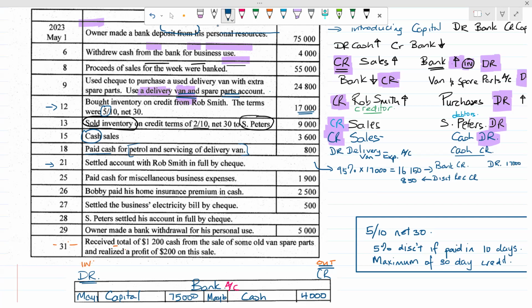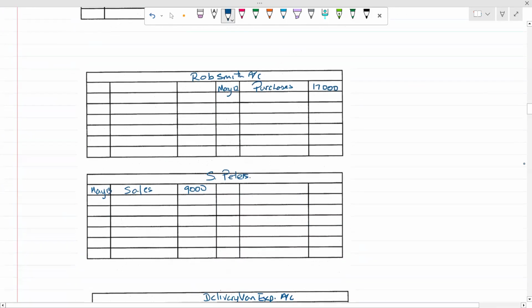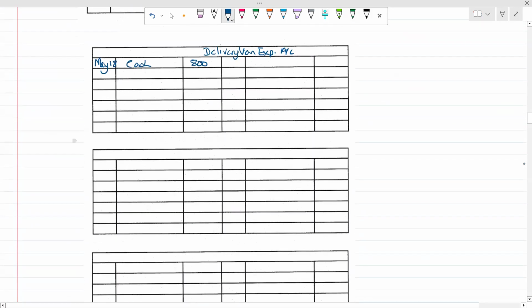Now, we split it up there too, right? So we're going to debit him twice. We're going to debit for the 16,150, and we're also going to debit for the 850. So I'm going to show you how that looks, right? We have our bank account already. We have his account already. We need a discount received account.